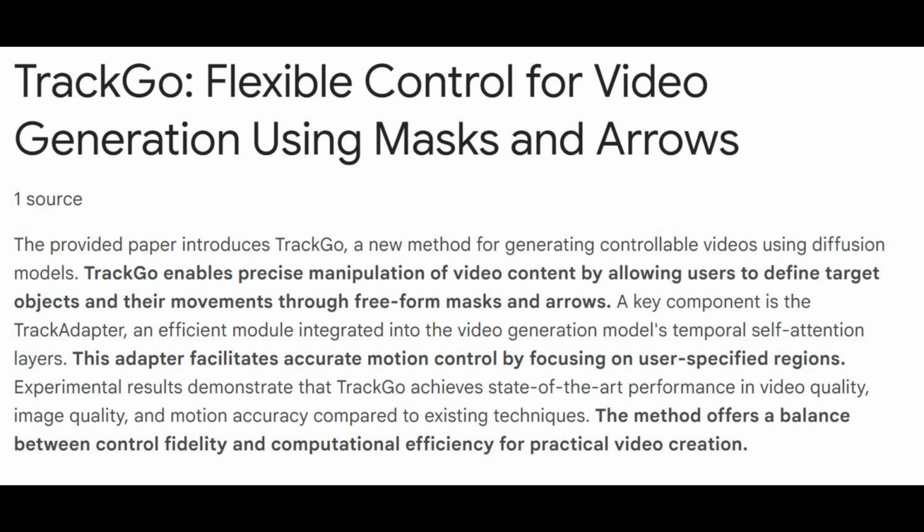But before we get into the specifics of TrackGo, let's talk about some of the challenges that existing methods have faced. You know, the stuff that came before. Sure. I think it's important to understand the context, why these new methods are so groundbreaking. Right. So the source material mentions drag anything and boximator as examples of older techniques. What were their limitations? Like, what were they not so great at?